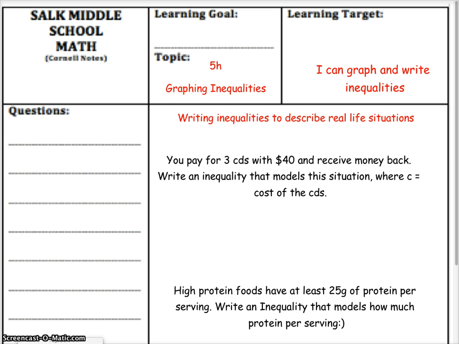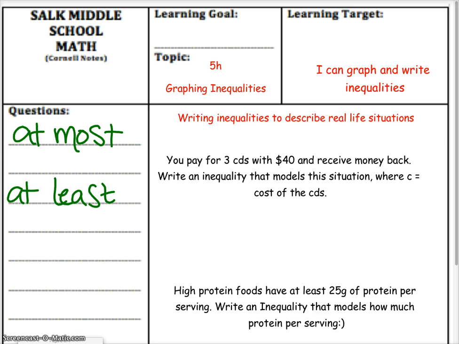I do want you to write some words that you need to know. You need to know the words at most and at least. I see those come up a lot. So let's define what at most means. If I say I can have at most 36 kids in this classroom, does that mean I can have more than 36 or less than 36? Less than. Can I have 36 kids in this classroom? So it's actually less than or equal to.